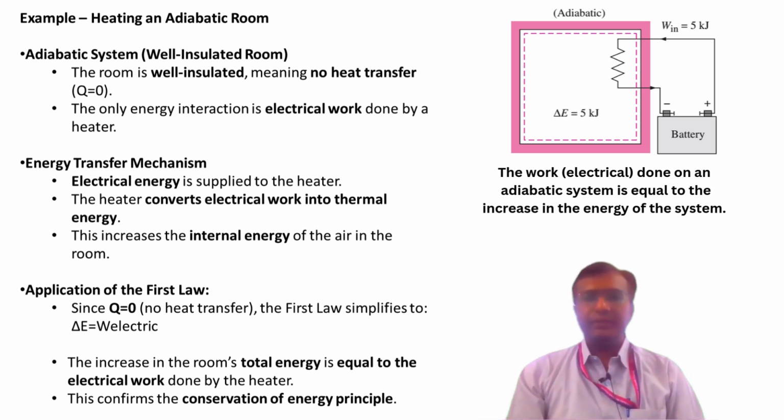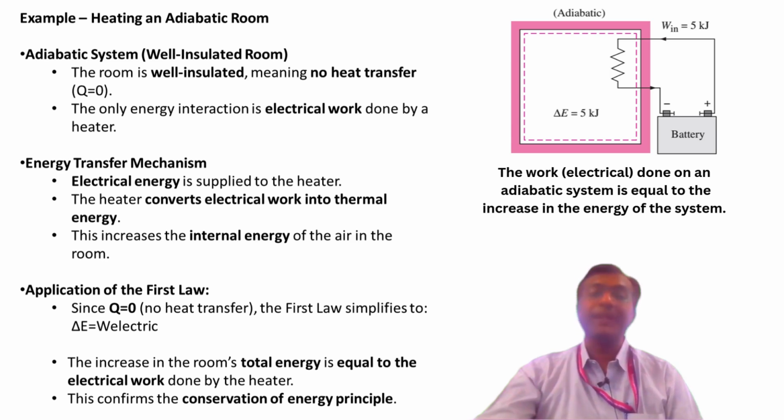Now we will see one example of heating an adiabatic room. What is an adiabatic room? A room from which there will be no heat interaction through its boundary. Let's now examine a scenario involving an adiabatic system to further illustrate the implications of the first law of thermodynamics. An adiabatic system is one in which there is no heat transfer between the system and its surrounding.